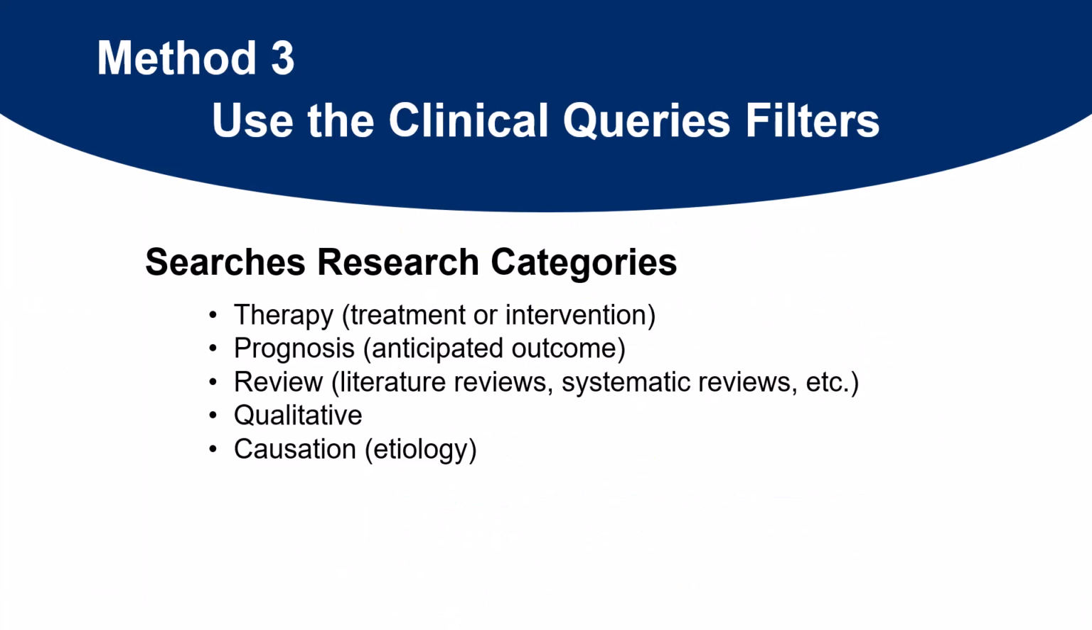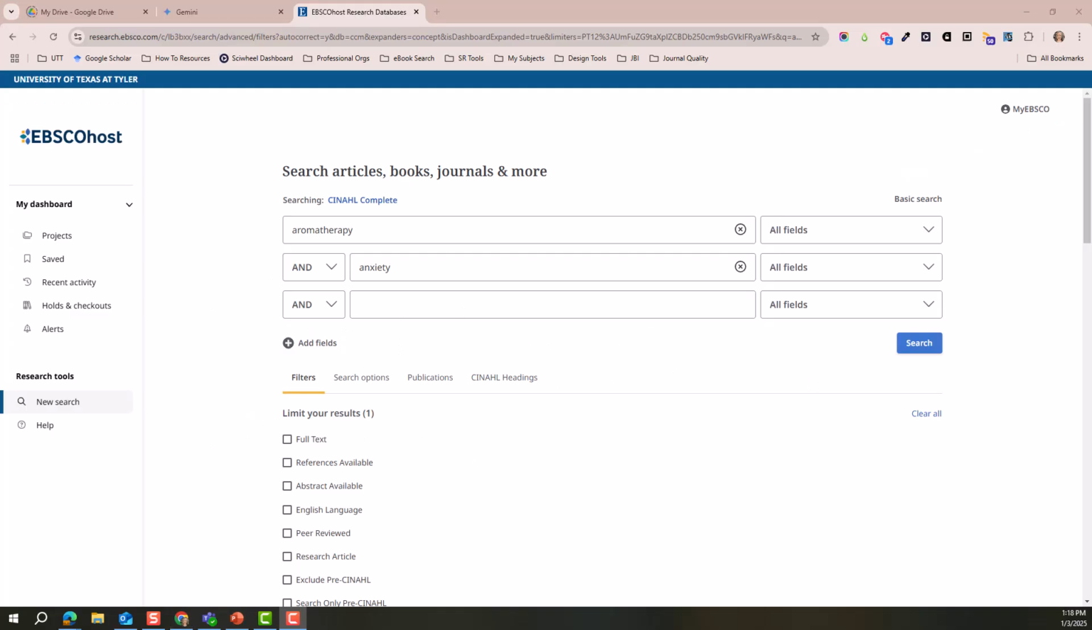Method 3. Use the clinical queries filters. Instead of searching by study design or publication type, the clinical queries filter searches research categories. These are therapy, prognosis, review, qualitative, or causation. Once again, I'm at the Advanced Search homepage, and I'm going to select Clear All to remove all the limiters I previously used. My search terms stayed in place.